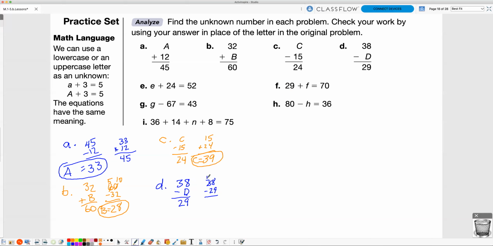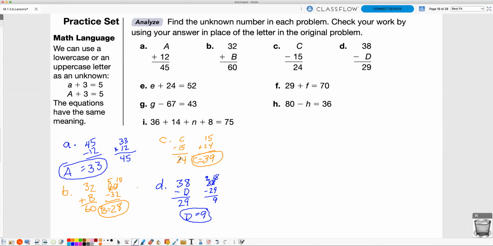So I would borrow from here. That would be 2. This would turn into 18. 18 minus 9 is 9. And then this would be nothing left over. So in this case, D would equal 9. And if you want to double check your work, you just take 38 minus 9, and it should equal 29. Or you could take 29 plus 9, and it should equal 38. And they do.